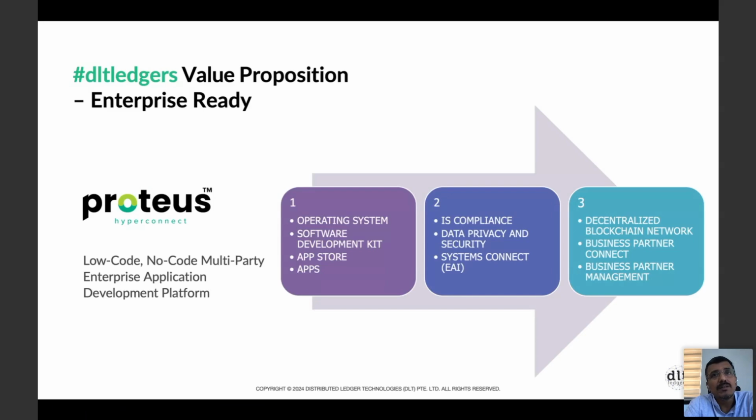It was very clear to us that we need to be enterprise ready when we put a platform on the market, beyond the delivery speed that we achieve internally for our team. First and foremost, we wanted this to be an operating system. So Proteus, as the name suggests, is actually an operating system, and it has its own software development kit. It is accompanied by an app store with a lot of apps spanning supply chain and multiple other domains.